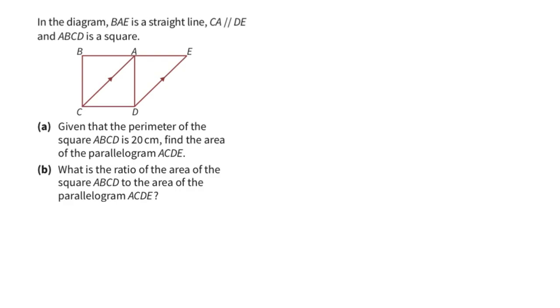Hello everyone, welcome to this video where we are given that BAE is a straight line and there are a pair of parallel lines CA and DE, and very importantly ABCD is a square. And what's so special about the square? We know the perimeter of the square is 20 cm.